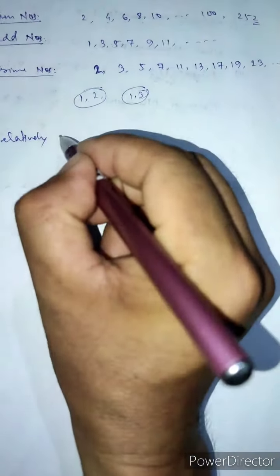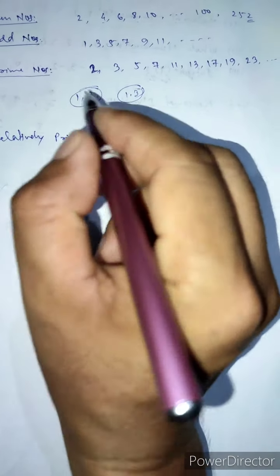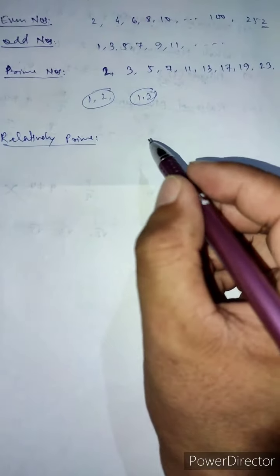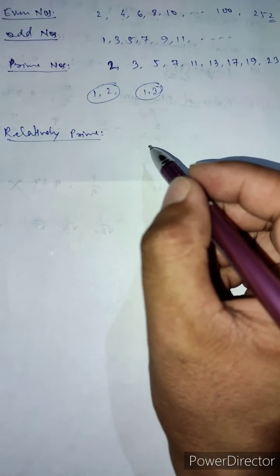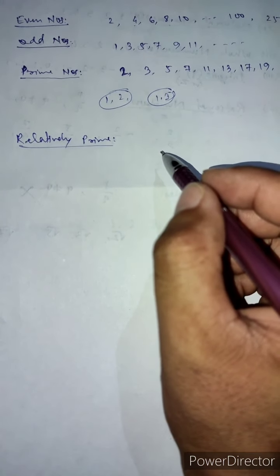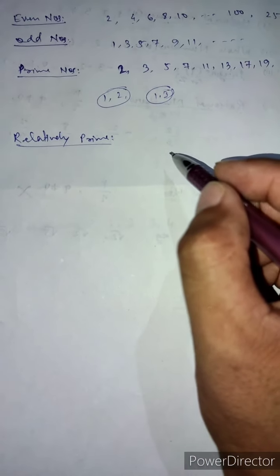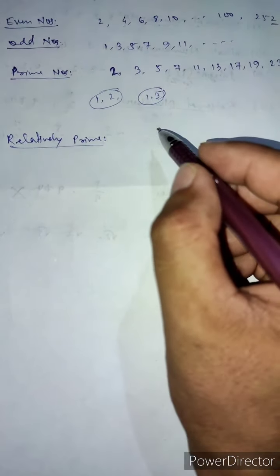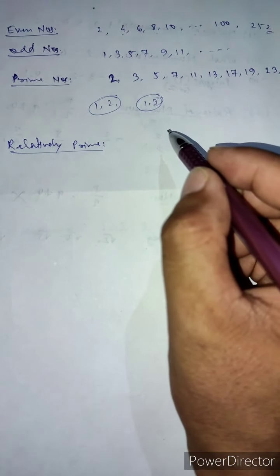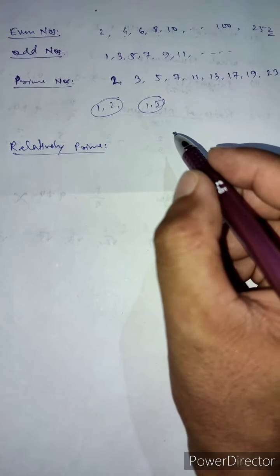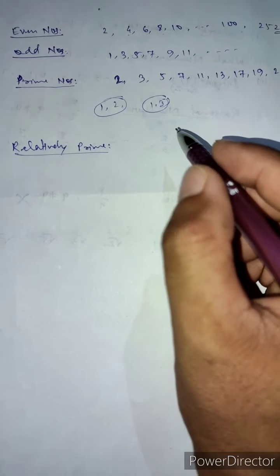Relatively prime. So which are relatively prime? In the case of relatively prime, the two numbers may not be prime themselves. If you compare the two and we get only 1 as a common factor of them, then those two numbers are called relatively prime.